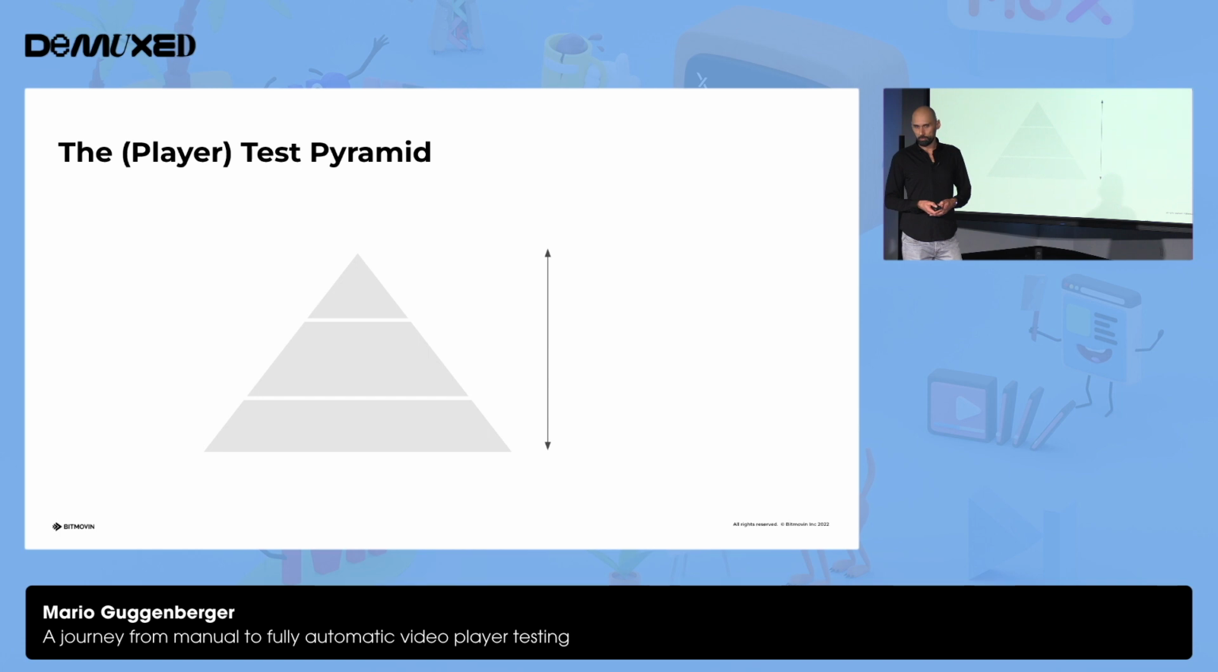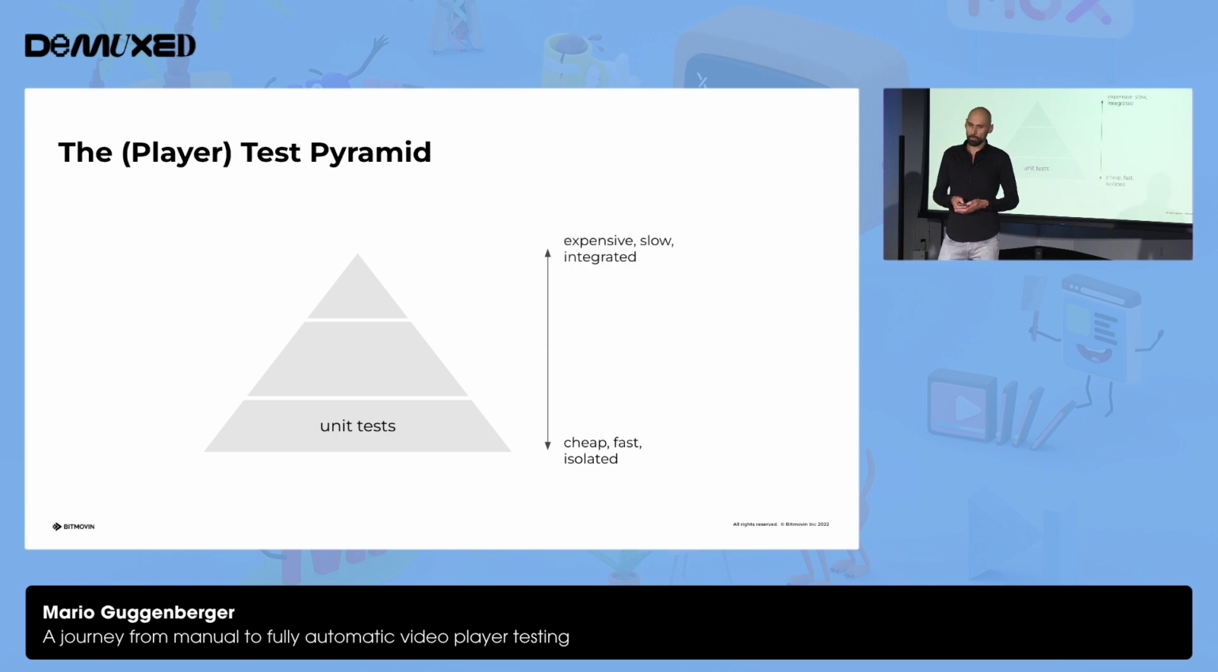Okay, let's start with the basics. You might be familiar with the test pyramid. It's like the food pyramid, only that it tells you how many different kinds of tests you're supposed to write to get a healthy software product. There's lots of different versions around, and they all agree on one thing. On the bottom are the unit tests. They're cheap, fast, and cover isolated pieces of code. And as we go upwards through that pyramid, these tests become more expensive, slower, and test increasingly integrated components.